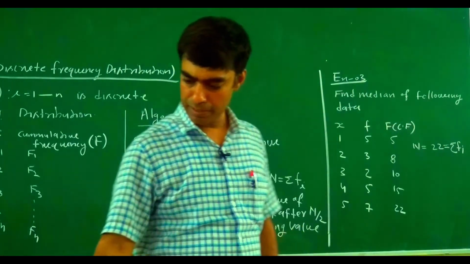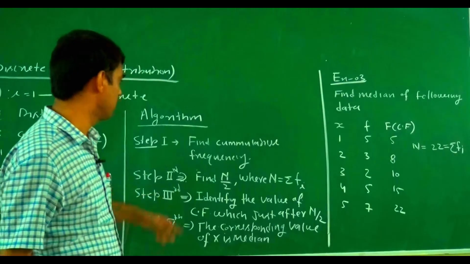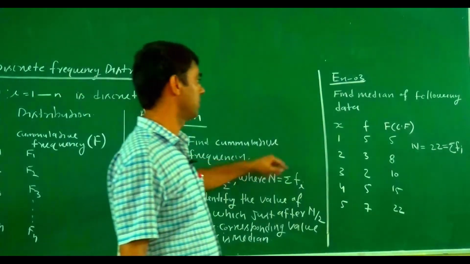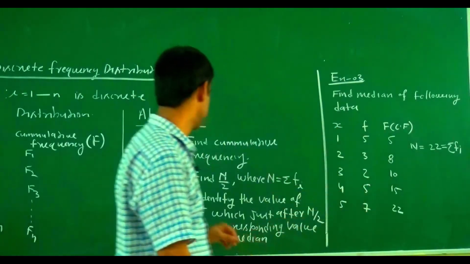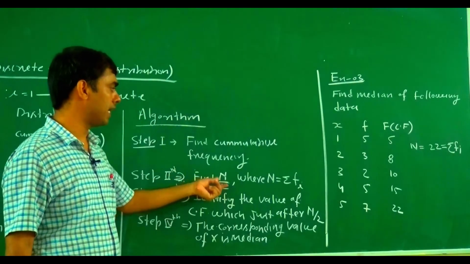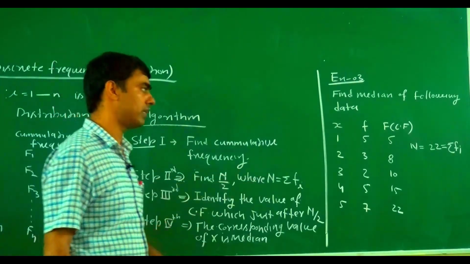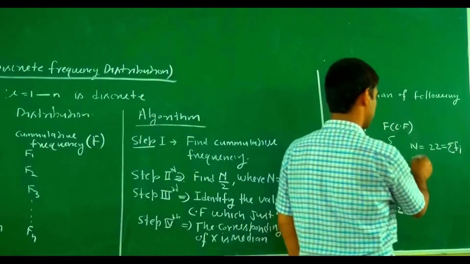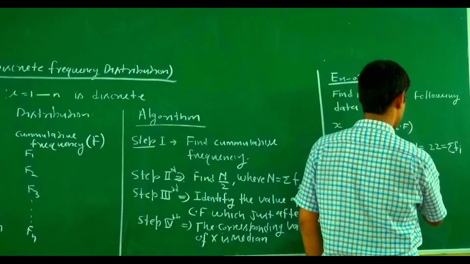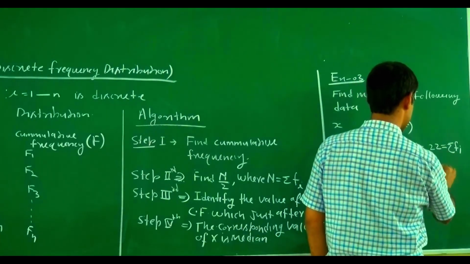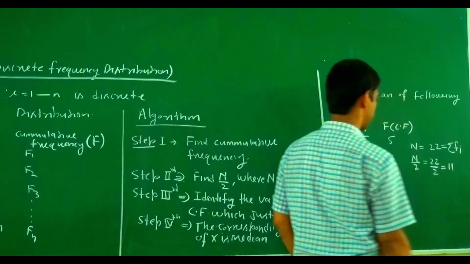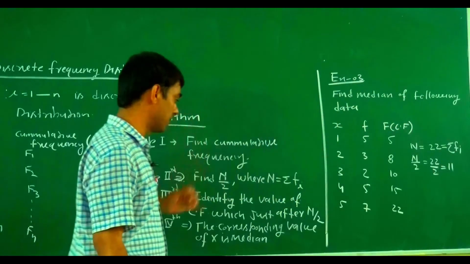Now what is the value of N by 2? What does the algorithm say? Find the cumulative frequency, which we found here. Second, find N by 2, where N is the summation of fi. So N by 2 equals 22 by 2, which equals 11.